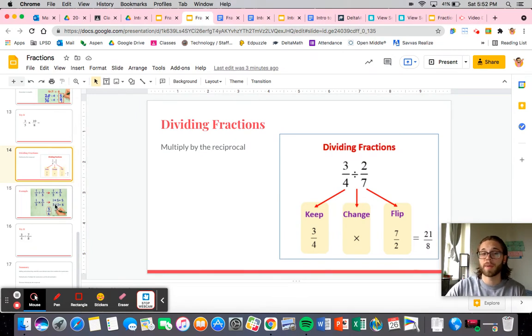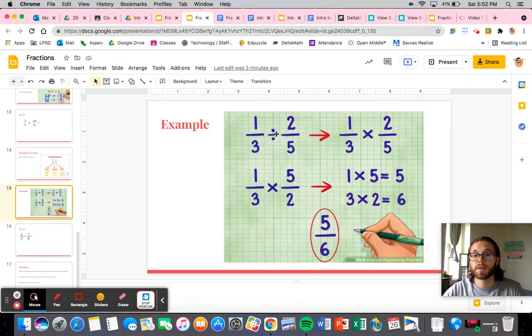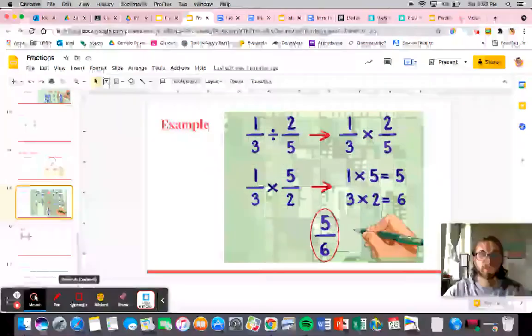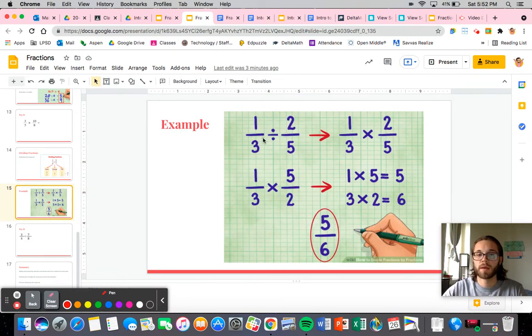So as an example here, 1/3 divided by 2/5, you have to remember to keep, change. I'm sorry, yep, keep, change. Oh, I don't know why they wrote it that way. Ignore that. So 1 times 5 is 5, 3 times 2 is 6. So my answer is just going to be 5/6. That's it. So all you do is flip, keep, change.